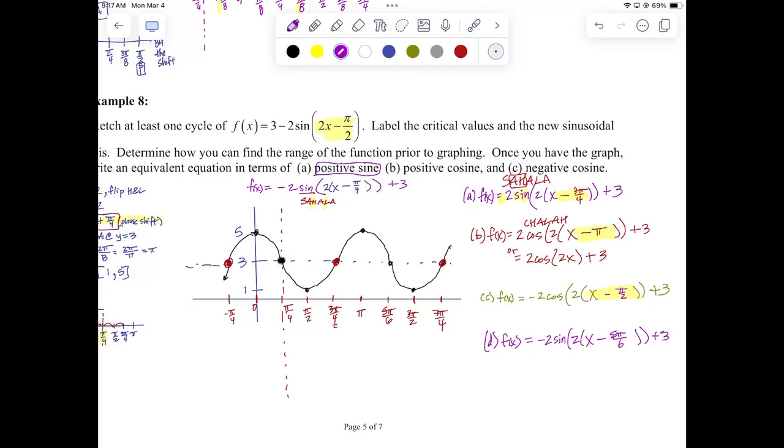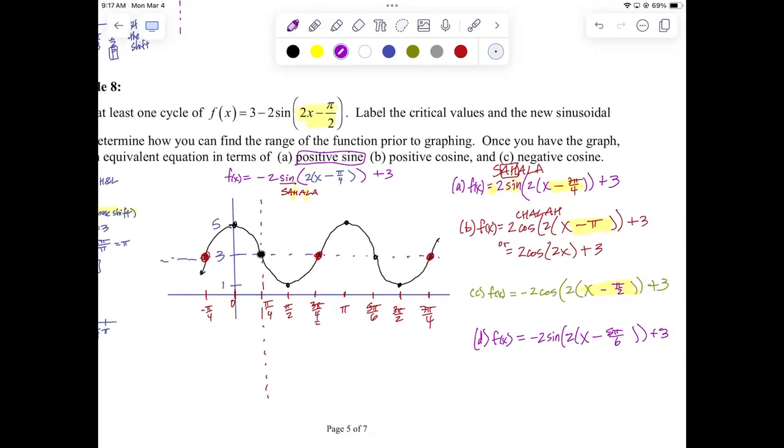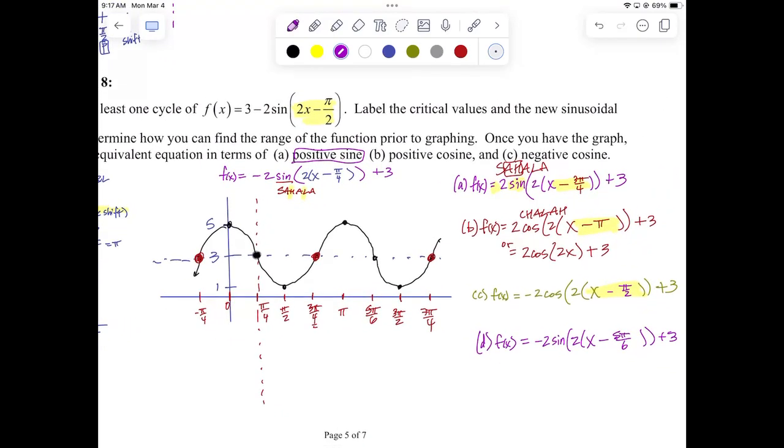In fact, here's what you could do. If you want to go through this graph and say whether the critical values are positive or negative sine or cosine, let's go ahead and do that. Negative pi 4, that would be a positive sine. 0 would be a positive cosine. Pi 4, of course, was a negative sine. Pi halves would be a negative cosine. 3 pi 4 would be a positive sine. Pi would be a positive cosine. 5 pi 6 is a negative sine. 3 pi halves is a negative cosine. 7 pi 4 is a positive sine again. You see what I'm doing there?